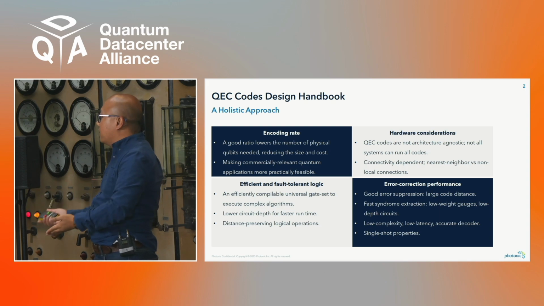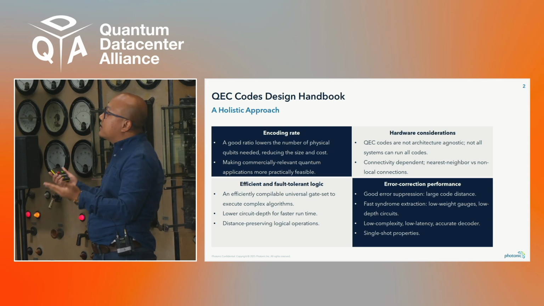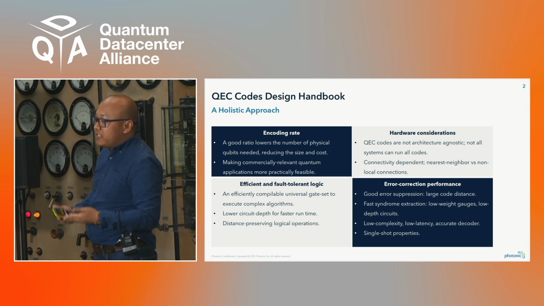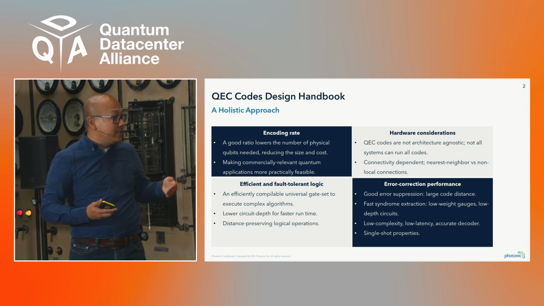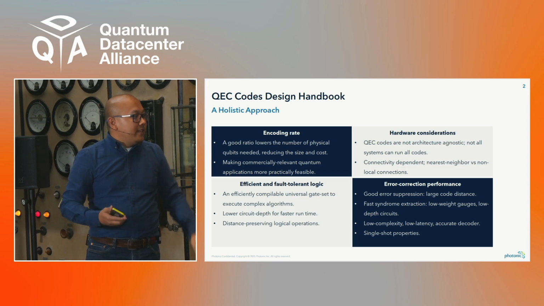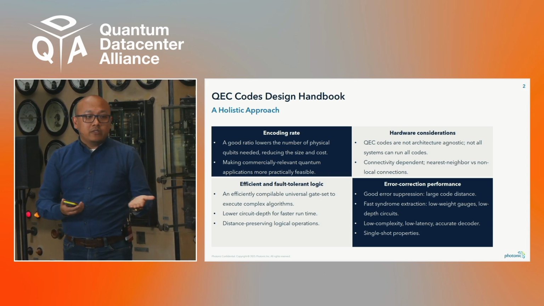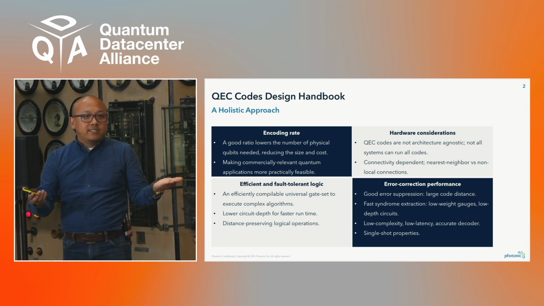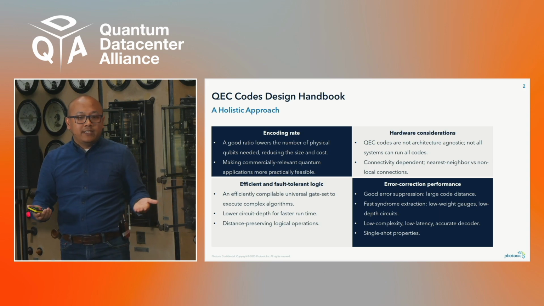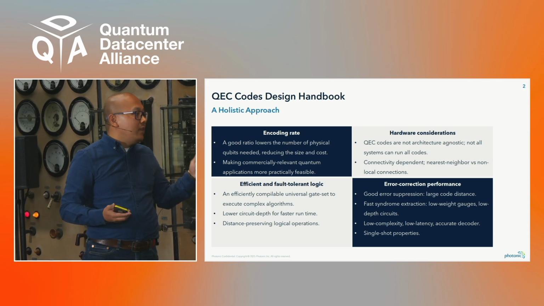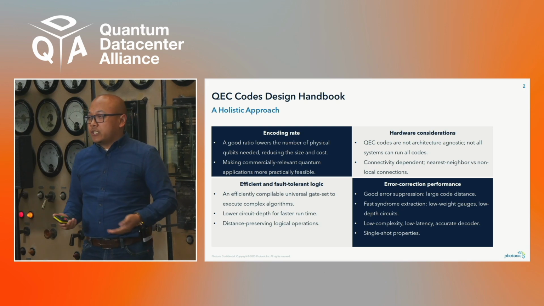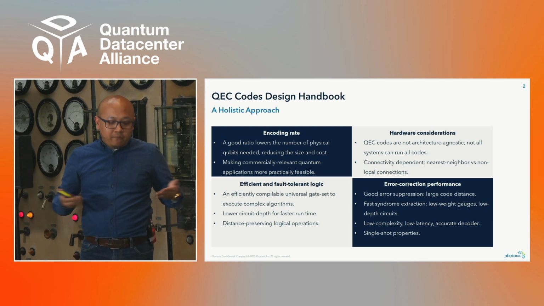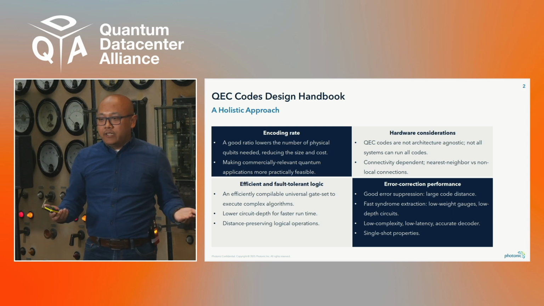Different platforms give you different constraints. They give you different advantages that you should also consider when designing your QEC codes. And the third aspect is, if you have good codes in the sense that the encoding rate is great, the next question will be: can I implement the logical gates? Can I do logical operations with my newly found codes efficiently?